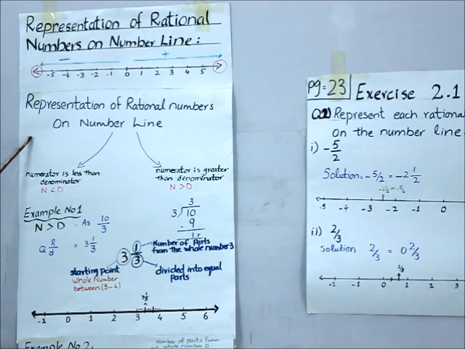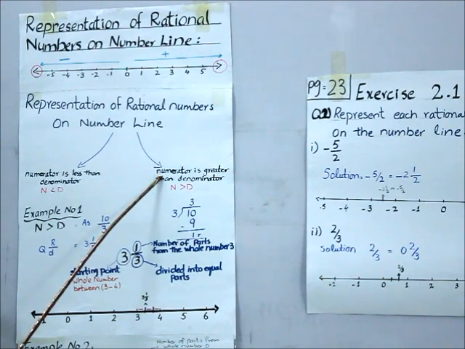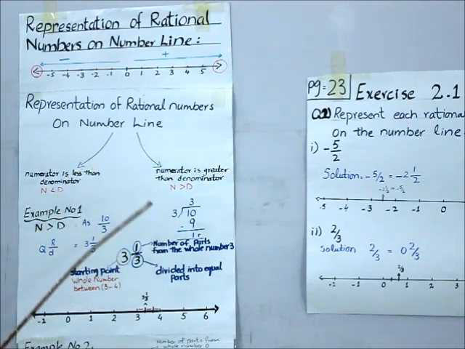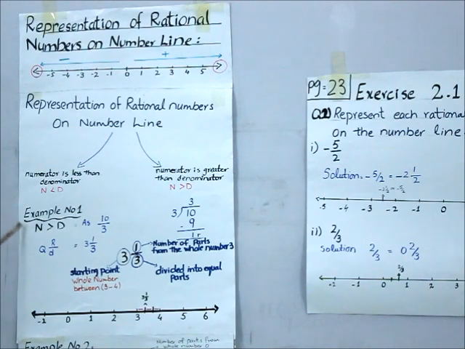Now we can move on to the representation of rational numbers. We can classify the examples into two types. One in which the numerator is less than the denominator, and the second in which the numerator is greater than the denominator. Let me explain the second type first. My example is here, where the numerator is greater than the denominator. For this I have taken one rational number, which is 10 by 3.